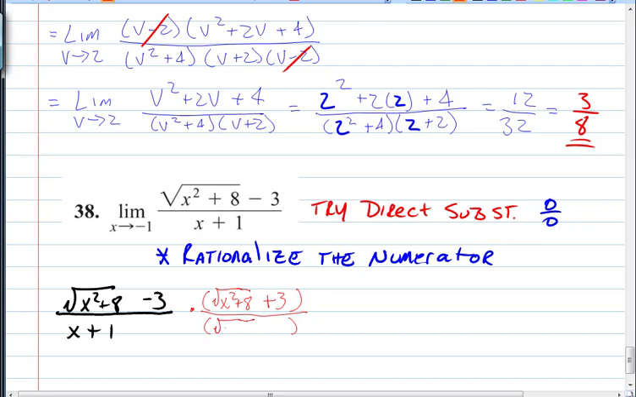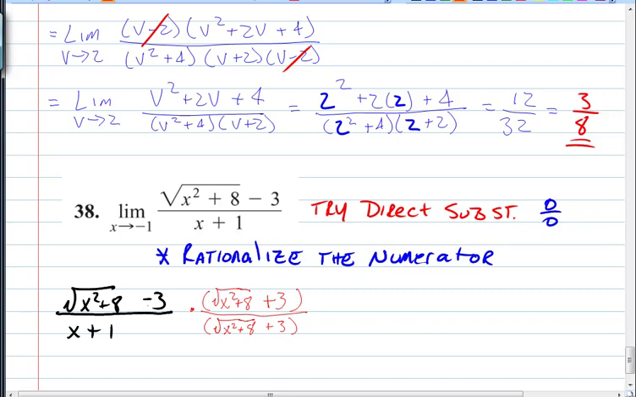Why did I put plus 3? Remember, if you have two terms here, a sum or a difference, you multiply by the conjugate pair to get rid of the radical. Do y'all remember ever hearing the word conjugate pair? If you have a plus b times a minus b, then you get a squared minus b squared, right? Square the first, square the last. The square root's going to drop out there.